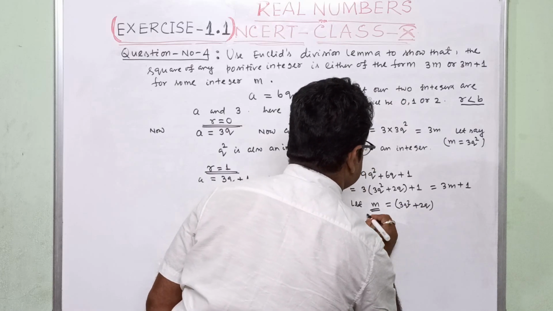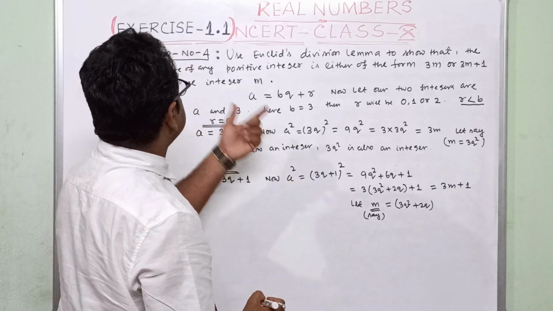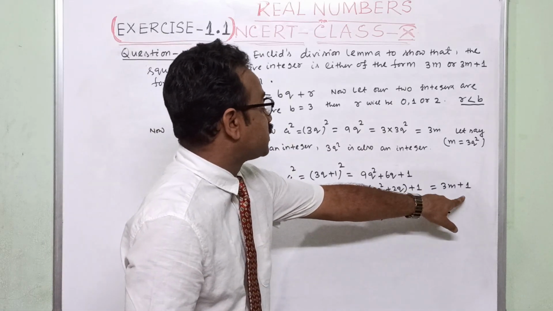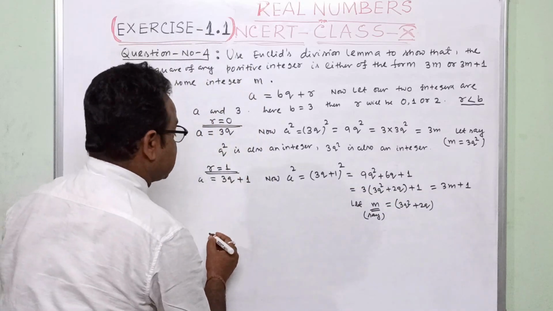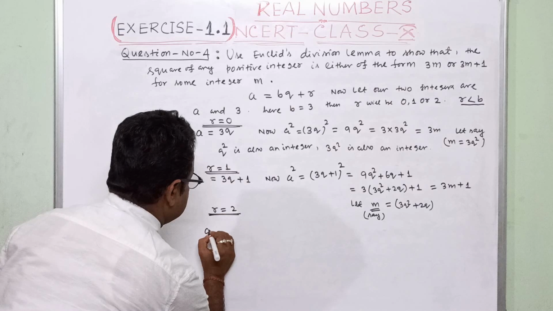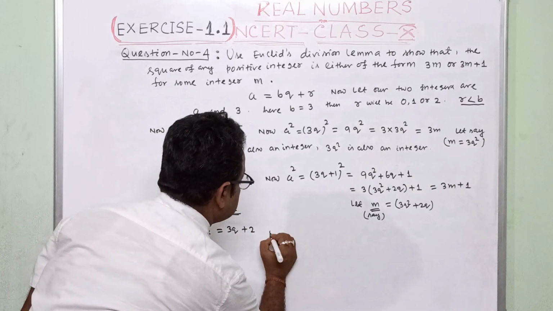Let m be equal to this, because m is any integer. So when q is any integer, this is also an integer, plus 1 is also an integer. Now come to the third case. R is equal to 2. So a is equal to 3q plus 2.